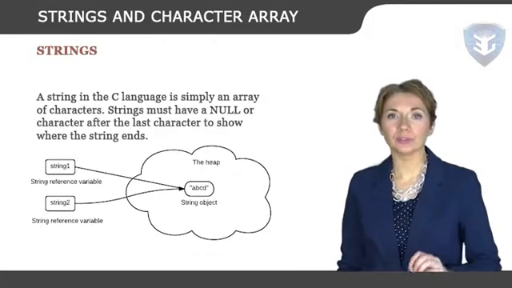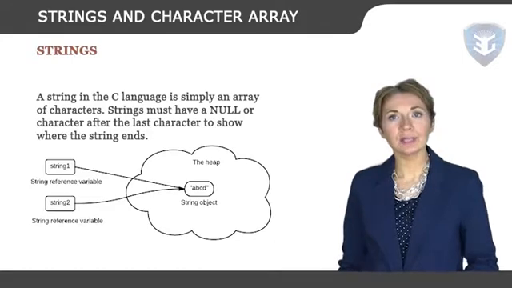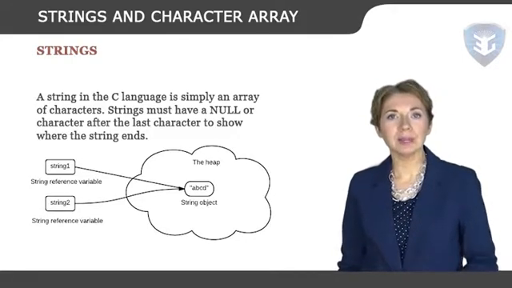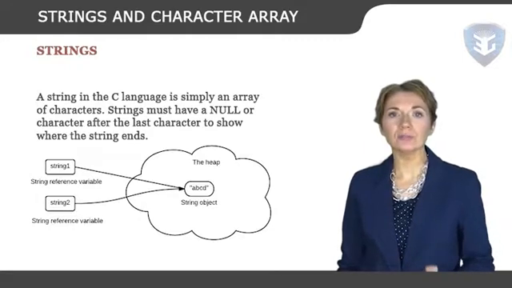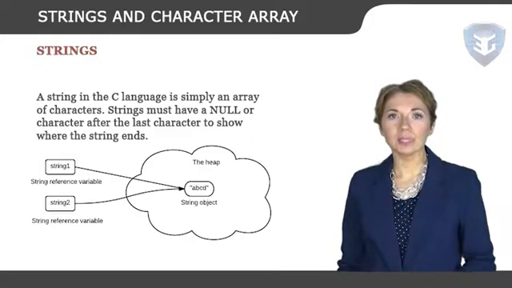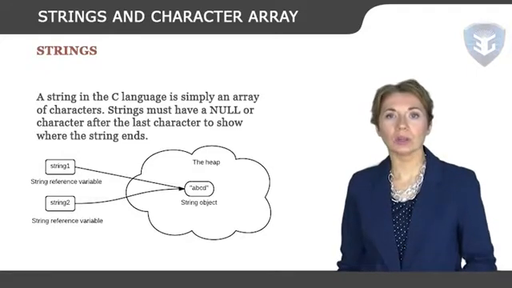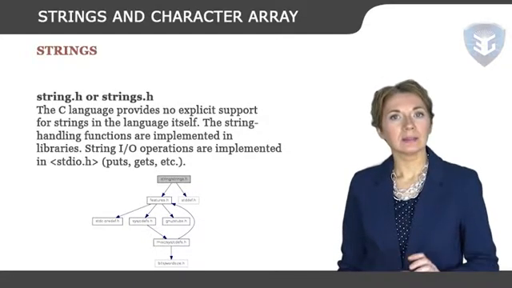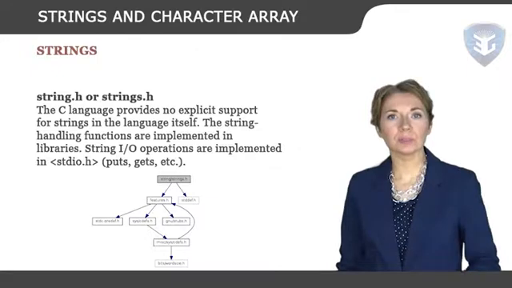Now let's talk about strings. A string in the C language is simply an array of characters. Strings must have a null character after the last character to show where the string ends. A string can be declared as a character array or with a string pointer. string.h or strings.h: the C language provides no explicit support for strings in the language itself. The string handling functions are implemented in libraries.